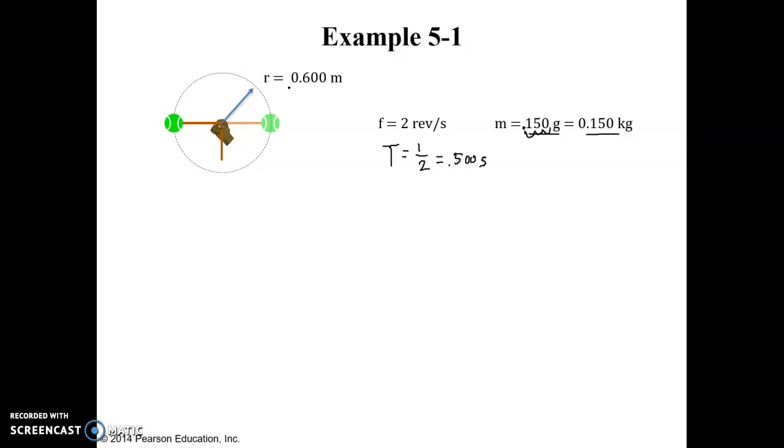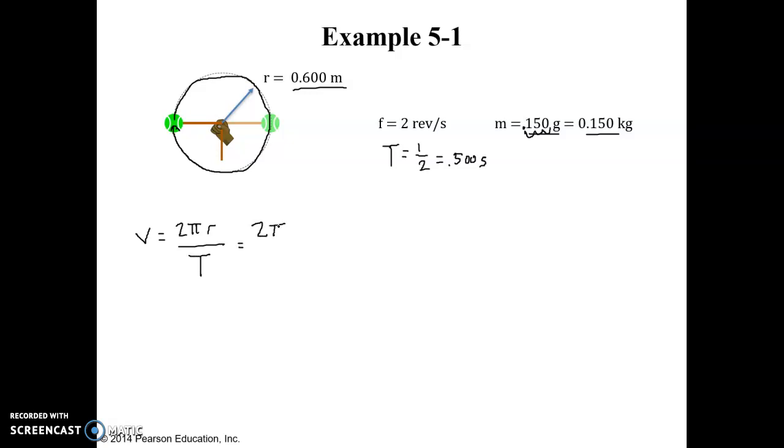And in the problem statement, we were told that the radius of the circular path is 0.60 meters. So we need to know, first of all, what is the velocity of the tennis ball? How fast is it traveling? Well, the distance traveled is the circumference of the circle, 2 pi r, divided by the amount of time it takes, which is the period, T.